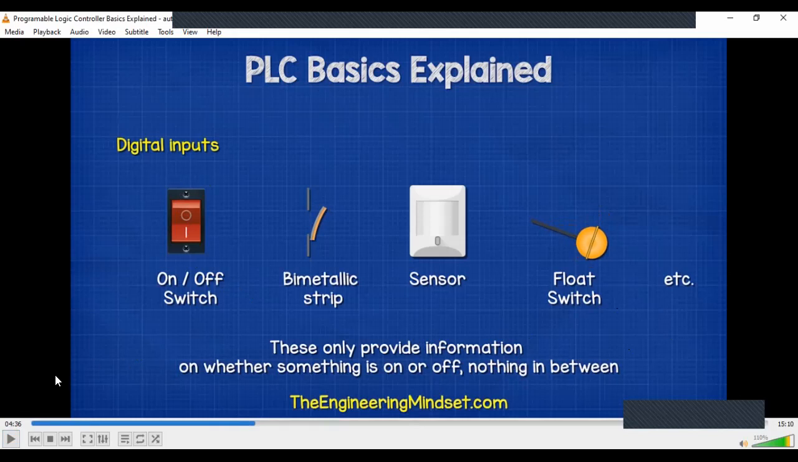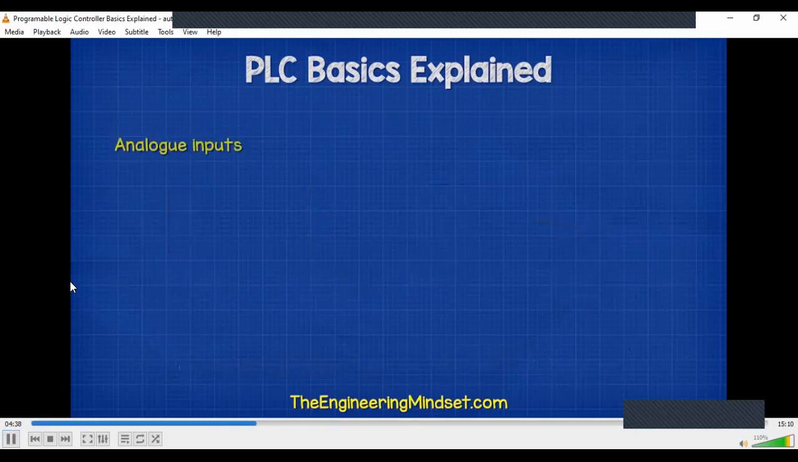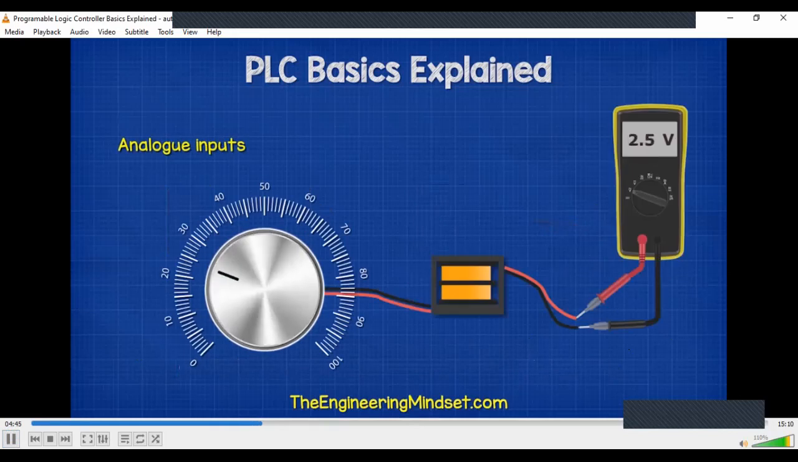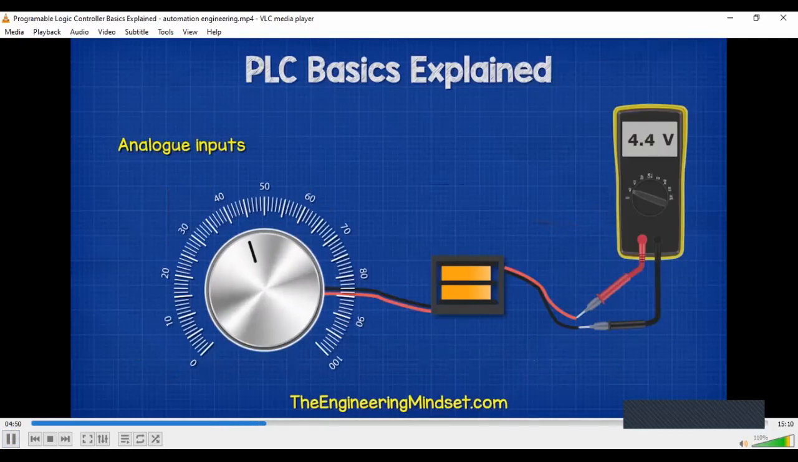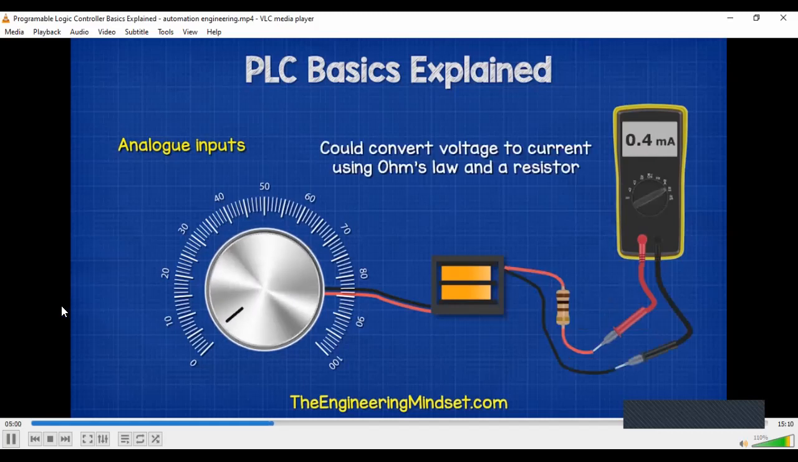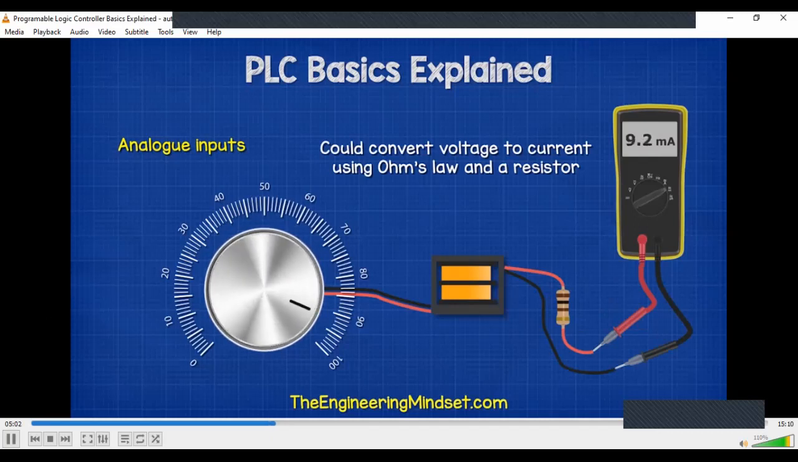Okay, that's one form of input. For that, we would need an analog input. For example, a simple control knob which ranges from 0 to 100%. This will go through a voltage transformer to give 0 volts at 0% and 10 volts at 100%. The PLC can scale the input to match the sensitivity required for very accurate output control. It could also convert the voltage into current using resistors and Ohm's law.